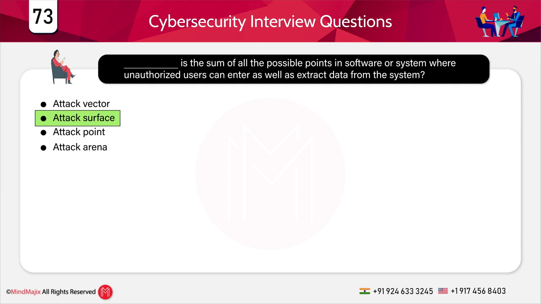Whereas the attack point is a particular point on which an attack is possible. But there may be more than one point available in a software or a system. Attack arena is just a concept in which there is a point on which an attack is possible as well as a security measure is also implemented. And at that point, when an attack is carried out, that place is known as attack arena.